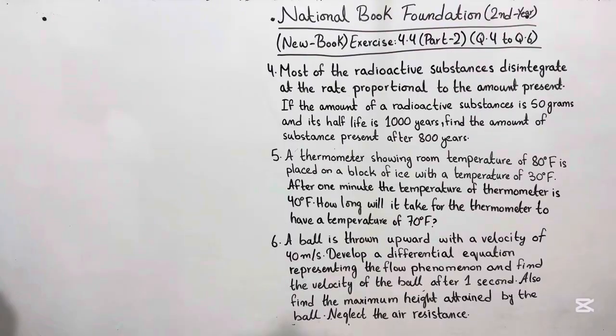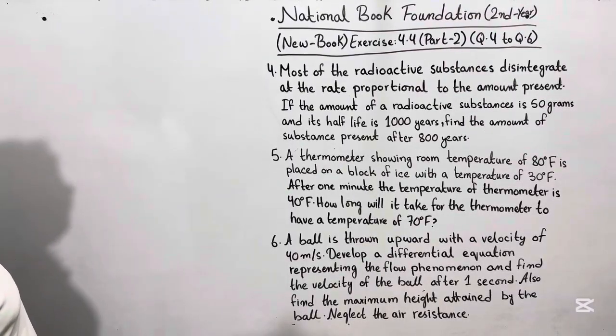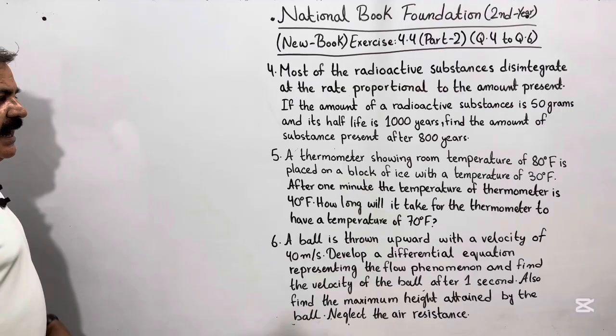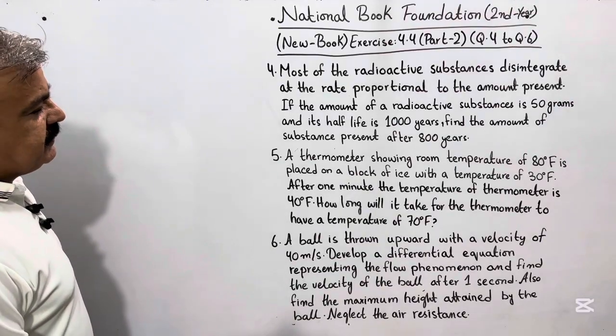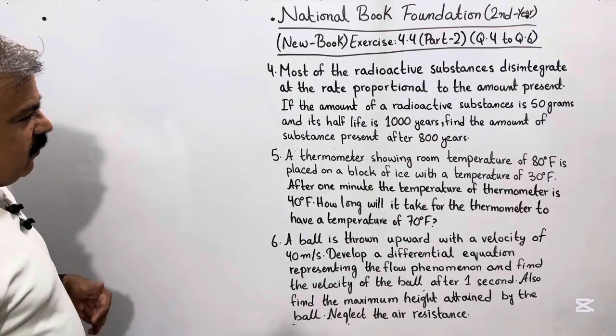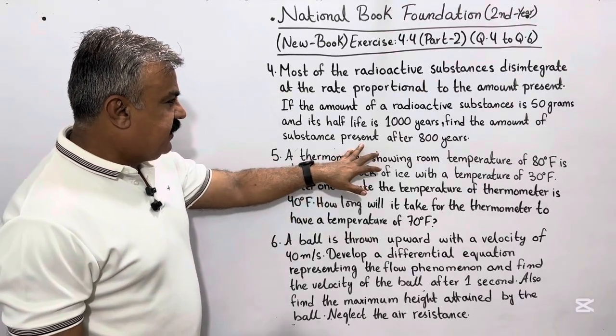Question number 4 reads: most radioactive substances disintegrate at a rate proportional to the amount present. If the amount of a radioactive substance is 50 grams and its half-life is 1000 years, find the amount of the substance that remains after 800 years.